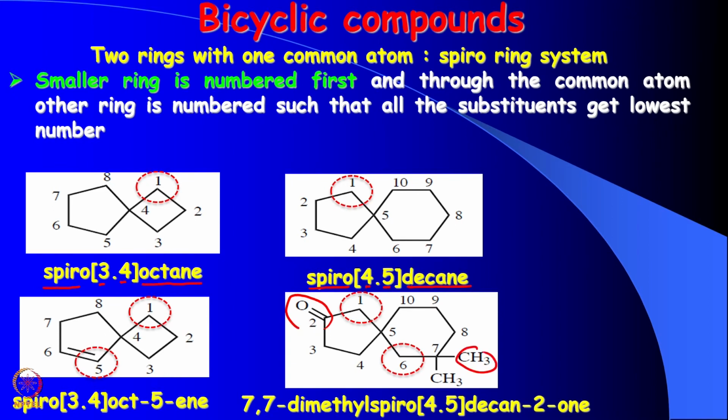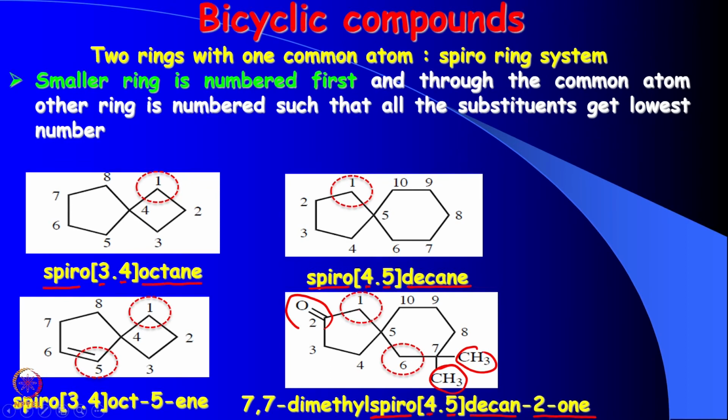Here the substitution also gets the lowest number. So, this becomes octane, decane 2-one, because you have a ketone at the 2 position, and then it is a spiro compound, and there are 1, 2, 3, 4 atoms on the left side ring and 5 atoms in the right side ring. So, [4.5], and the dimethyl appears at the 7 position. So, we write it as 7,7-dimethylspiro[4.5]decan-2-one.